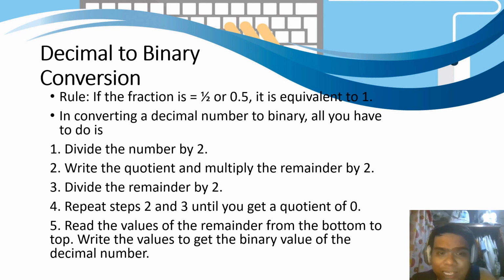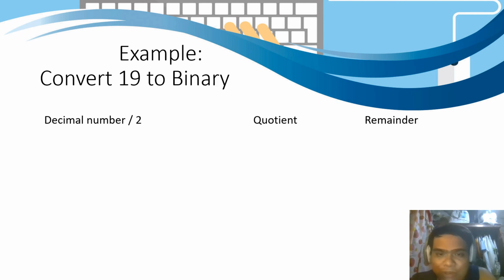So, in converting a decimal number to binary, all you have to do is divide the number by 2. Okay, divide the number by 2. Write the quotient and multiply the remainder by 2. Divide the remainder by 2. Repeat step 2 and 3 hanggang mapunta sa bottom. And you read the binary from bottom to top. Okay, let's have it. Yung 19 kanina na from binary, tingnan natin kung yun ba talaga ang lalabas.